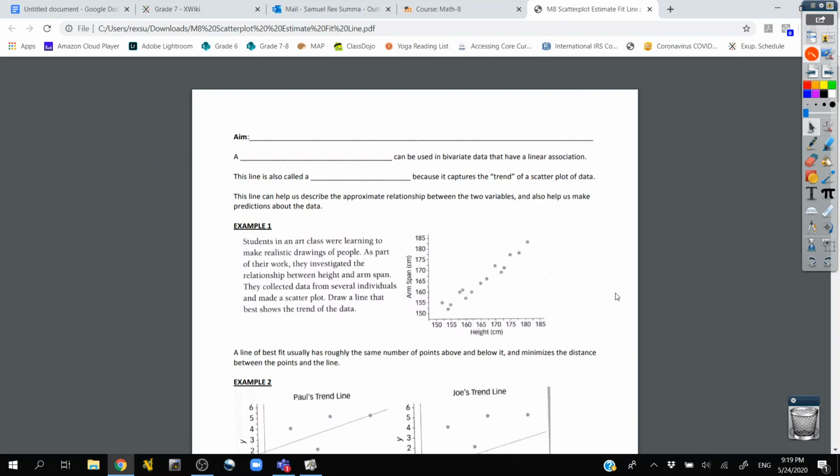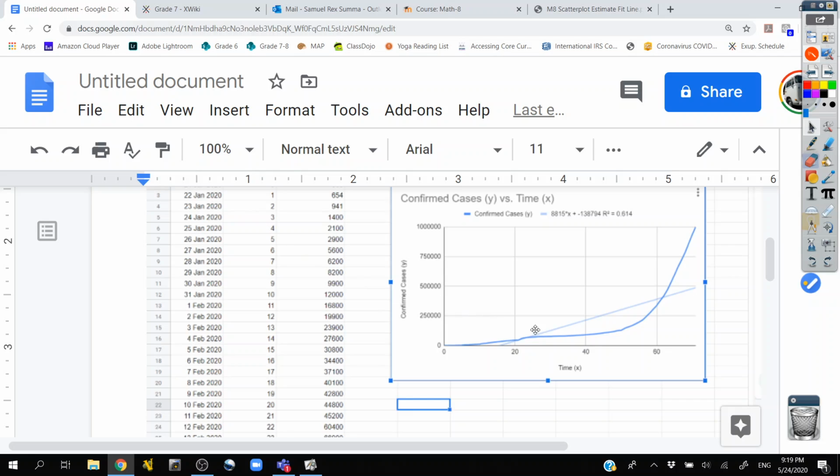Good morning, eights. So your assignment today is about lines of best fit. We've learned about these families of functions, and at one point in the year, we talked about lines of best fit. So this was a line of best fit for the data, and it doesn't fit very well because this data is exponential.